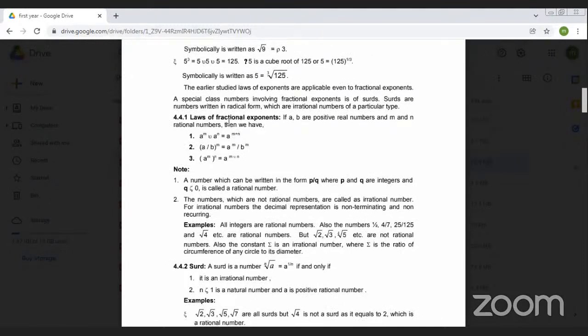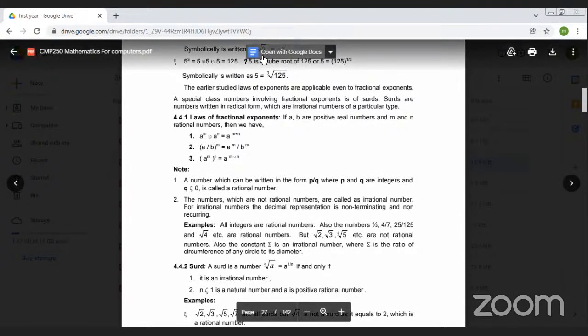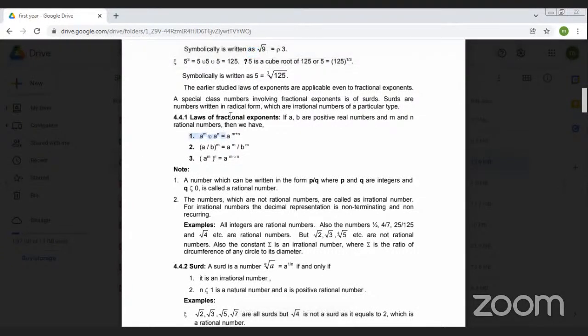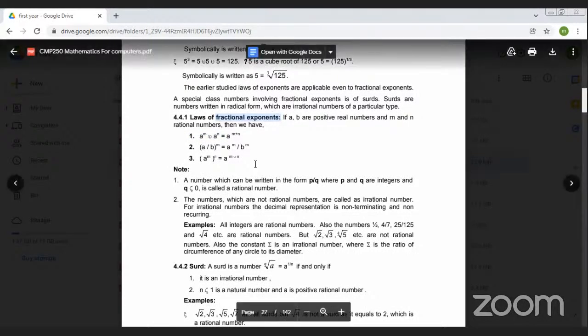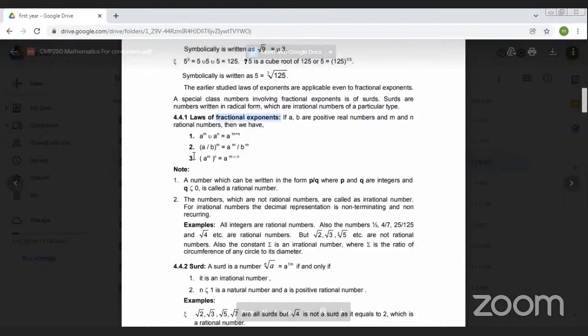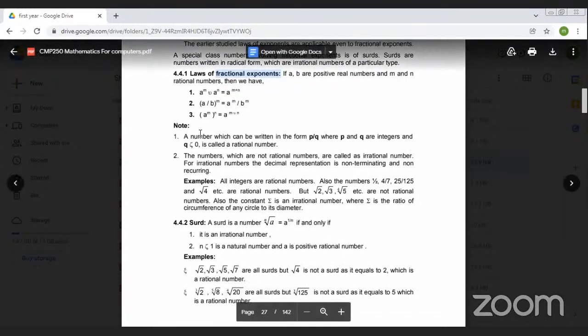Now these are the laws of fractional exponents. See, earlier only we had this. They have just written it down in terms of fractional exponents. Now let's talk about this note.